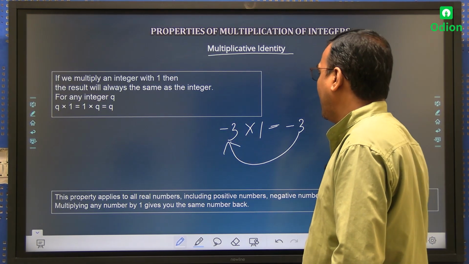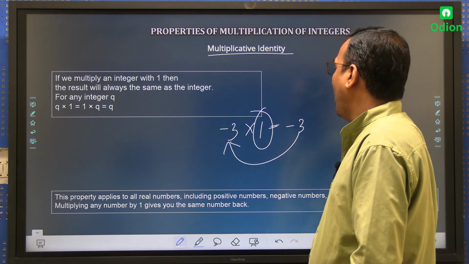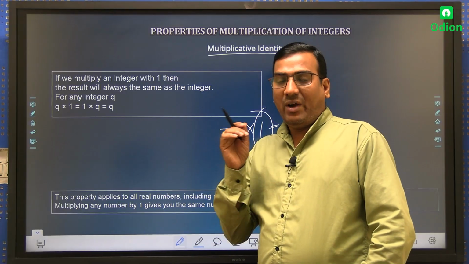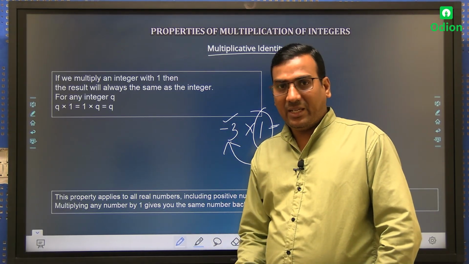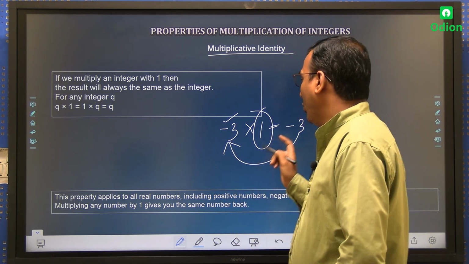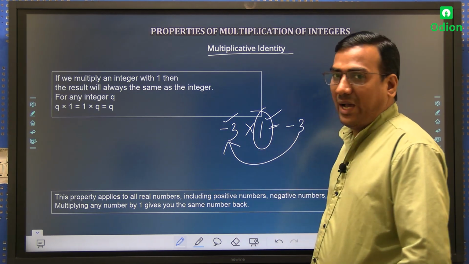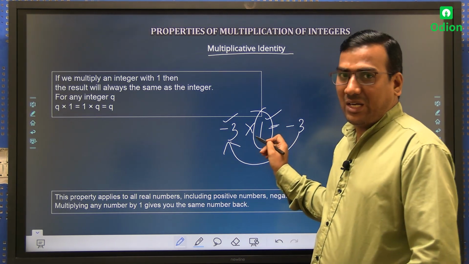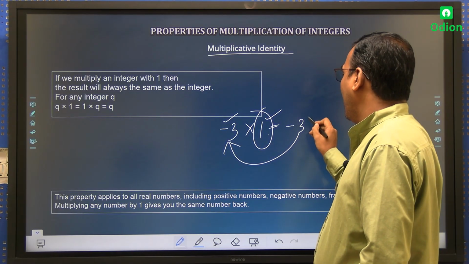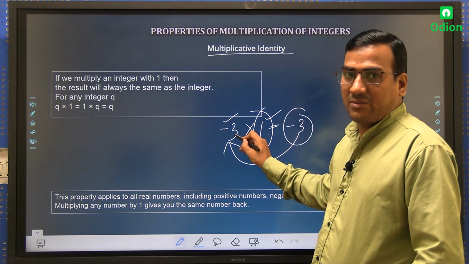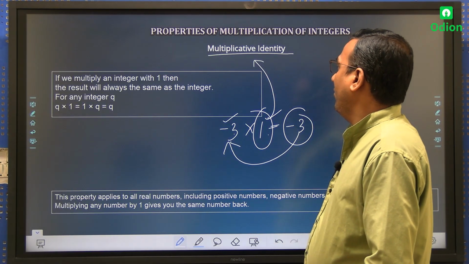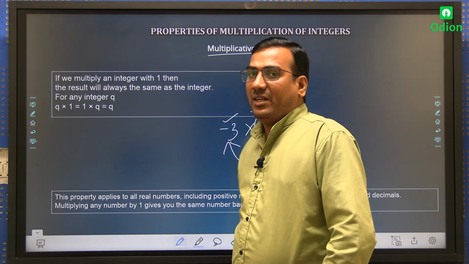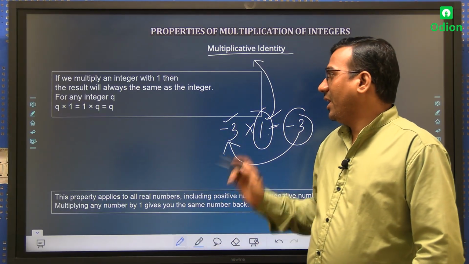It means this is the multiplicative identity. Whatever the digit, whatever the integers you are going to take and multiply it with the number 1, this is the neutral number 1. The result comes this number itself. It refers that 1 is the multiplicative identity. Okay students, is it clear?